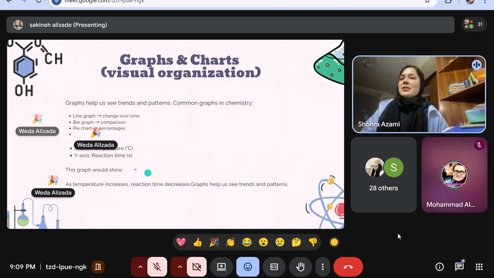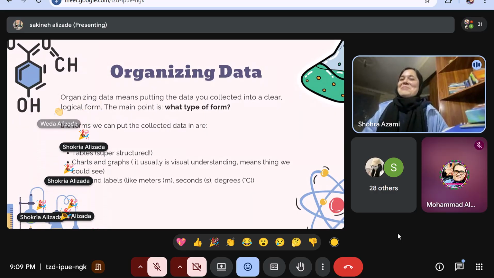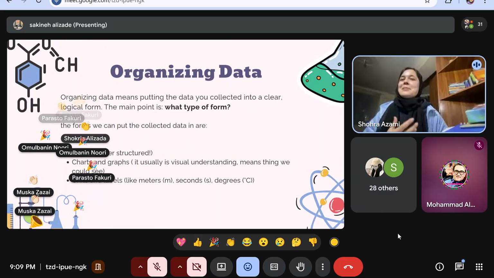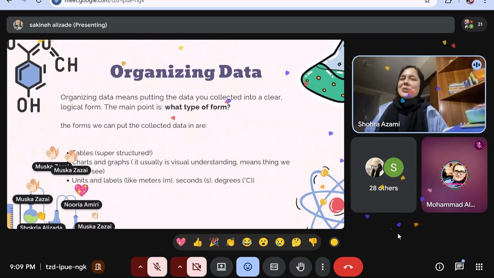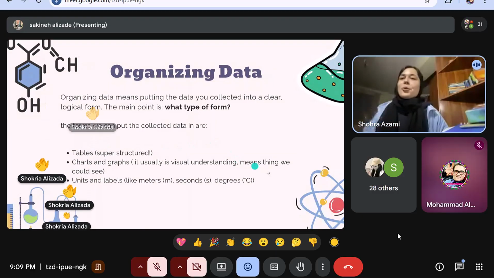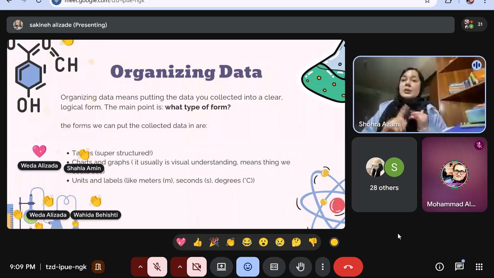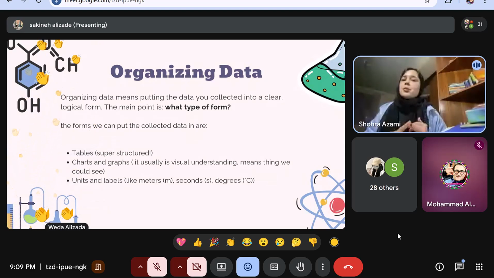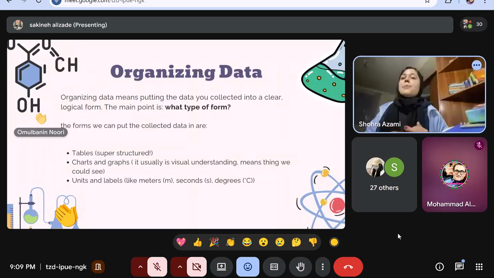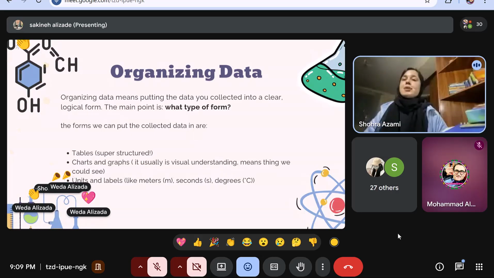So organizing data means putting the data you collected into a clear, logical form. The main question is what type of form. I'm not just going to read the slides. When we talk about putting data into a specific form, what form are we talking about? We can put the collected data in tables, which are super structured, and in charts and graphs, which are visual because we can see and understand them visually. And units and labels, like meters, seconds, degrees, and so on.